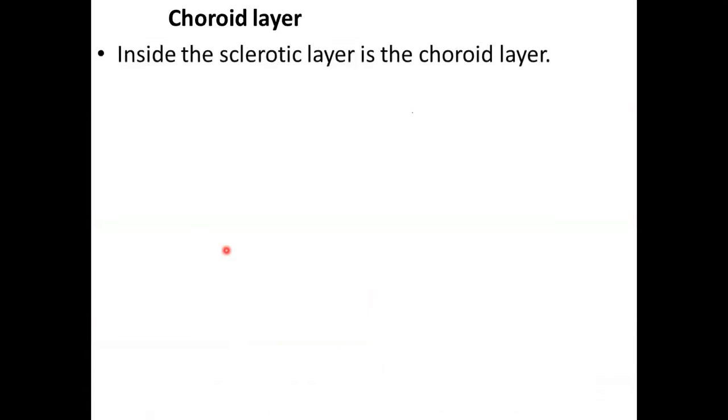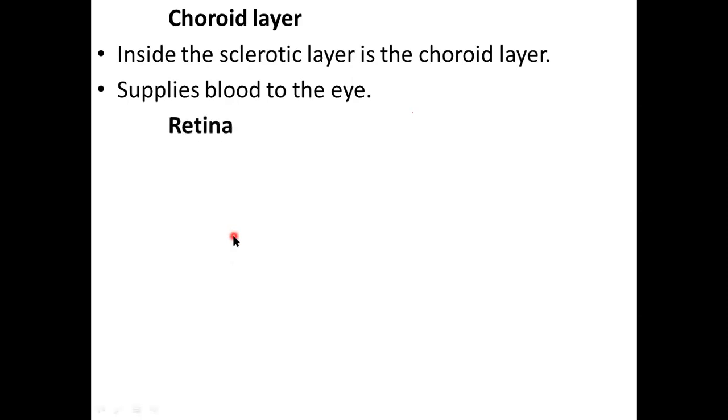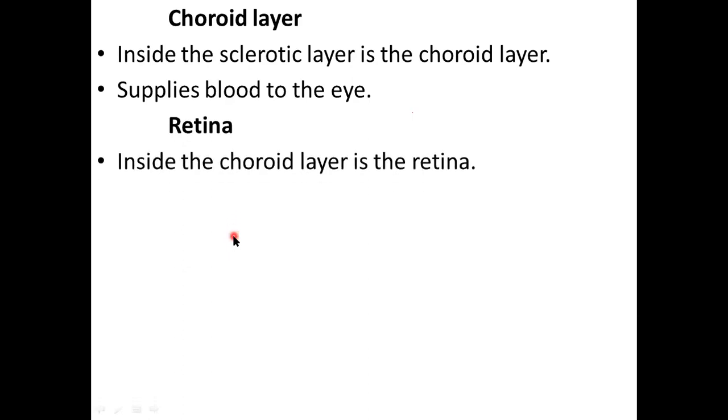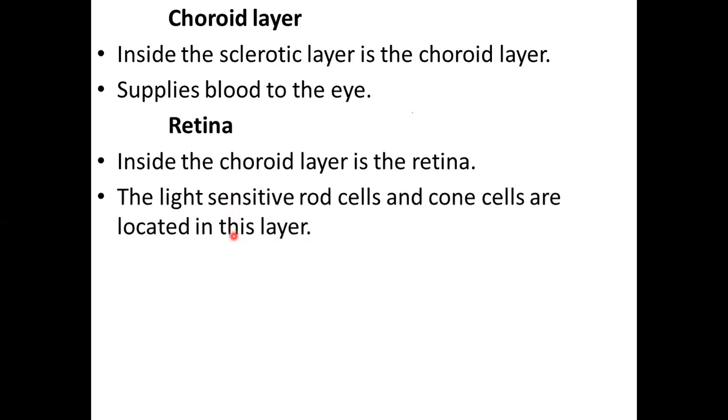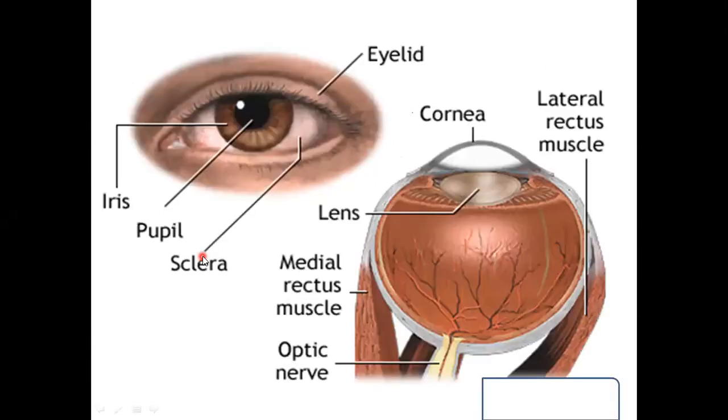Choroid layer. The choroid layer is inside the sclerotic layer. It supplies blood to the eye. What is it doing? It is supplying blood to the eye, the choroid layer. And the retina. The retina is inside the choroid layer. The light sensitive rod cells and cone cells are located inside the retina.